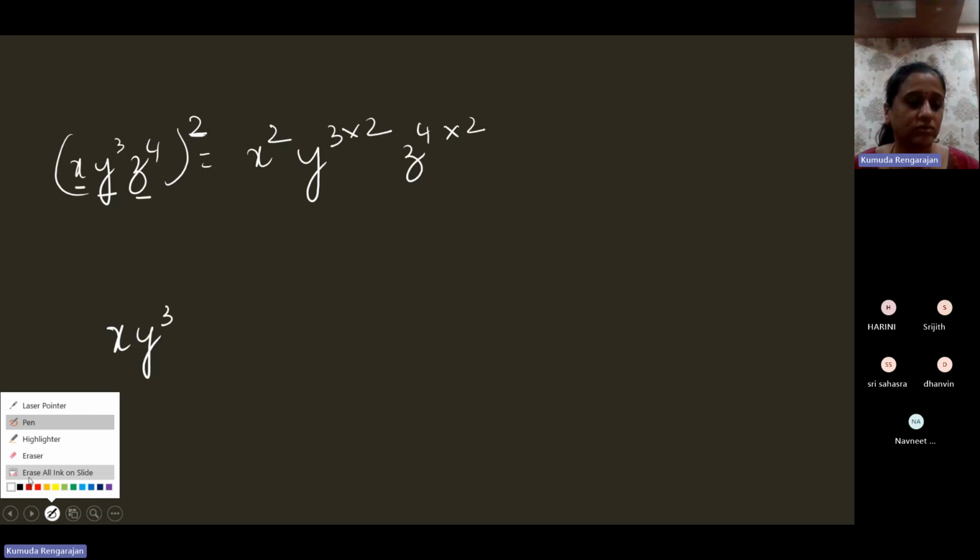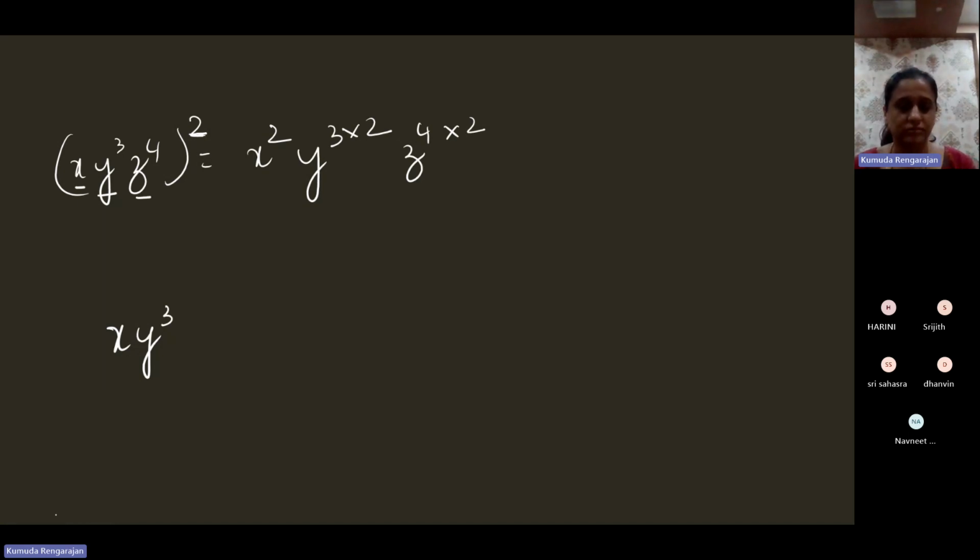Yeah, Danvin, that was a good question. In this expression x y cubed, the power 3 is only for y. It's not for x. But when you have this expression (xy) the whole cubed, then the power 3 is for y and x. Now, if you have a, b, c, d to the power 4, the power 4 is only for d. It's not for a, b, or c.